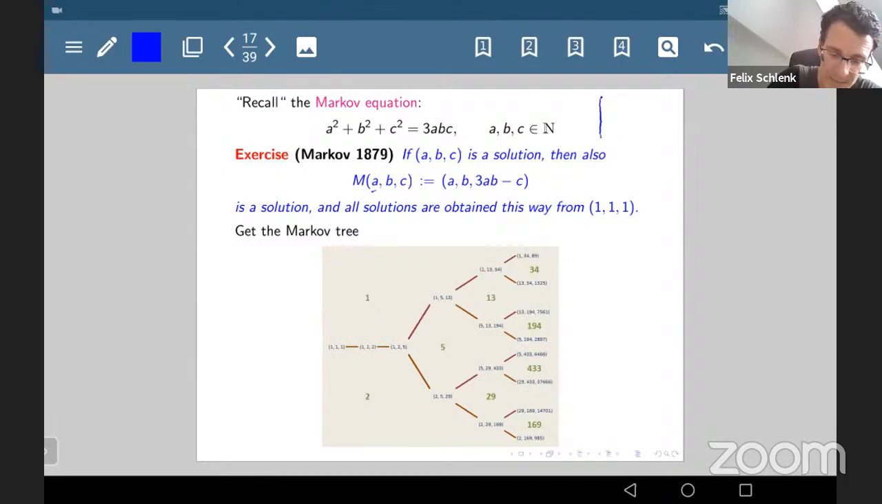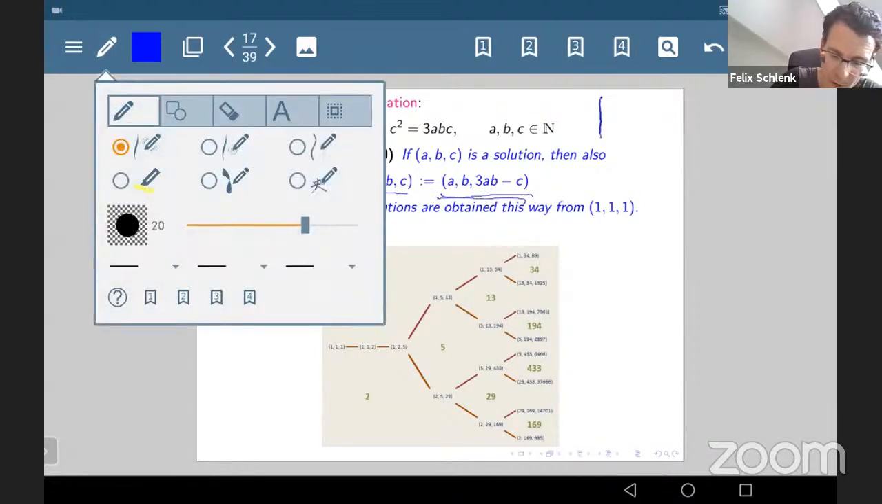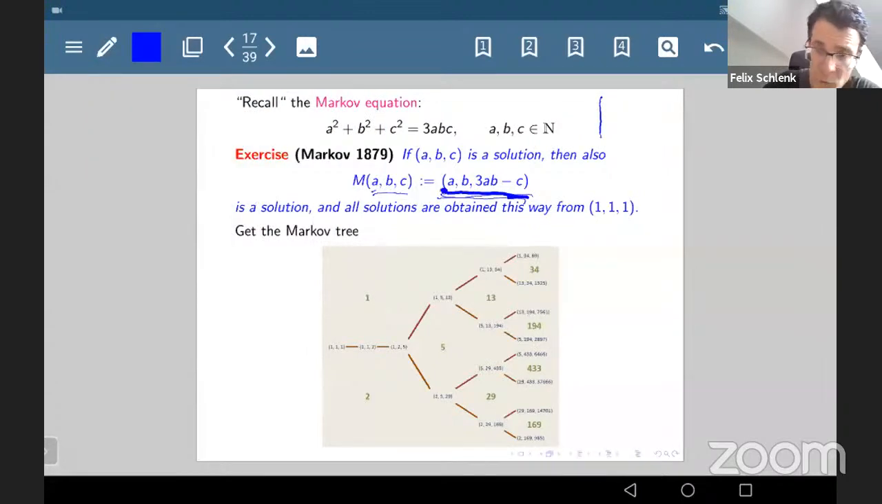Markov's observation was that if you have a solution, you do a so-called Markov move. And the Markov moved triple is again a solution. It's a two-line computation. You just insert. Much more important, these are all solutions. There is nothing else. Every solution is obtained in this way. Of course, you see, you can choose. Here, I have taken C, and I have Markov moved C to 3 times the other 2 minus C. I could have applied that to B.